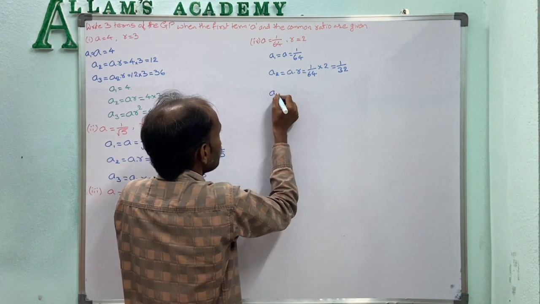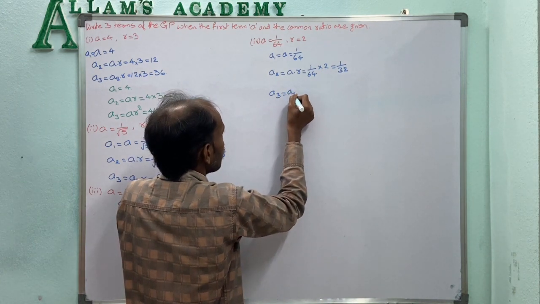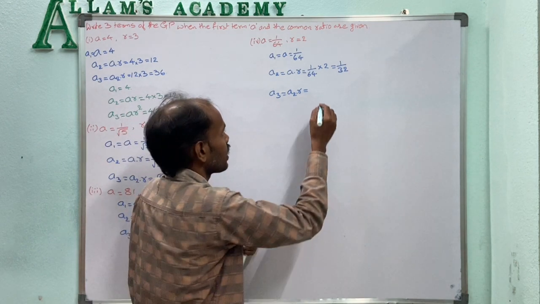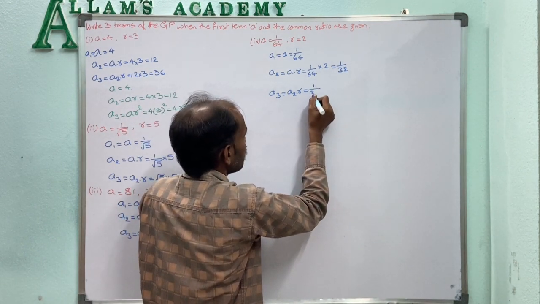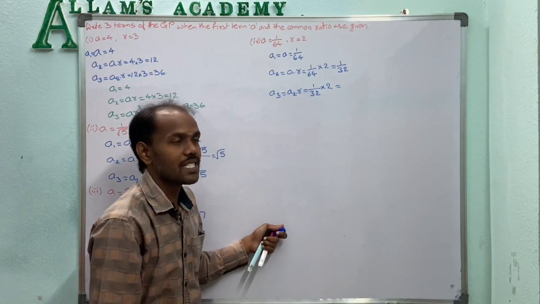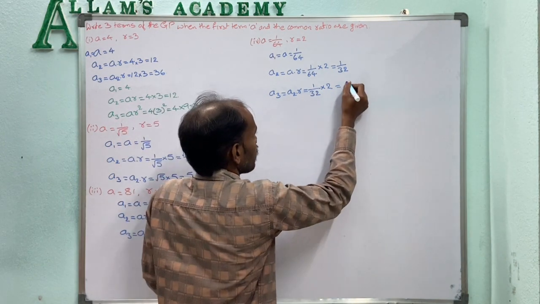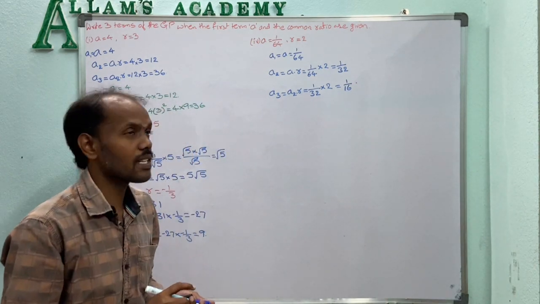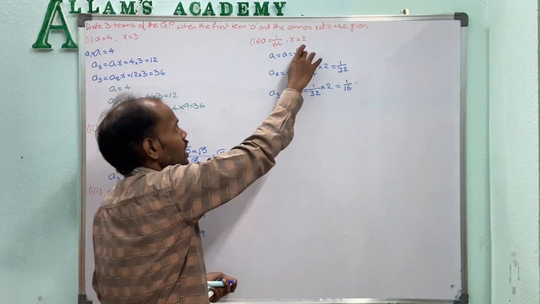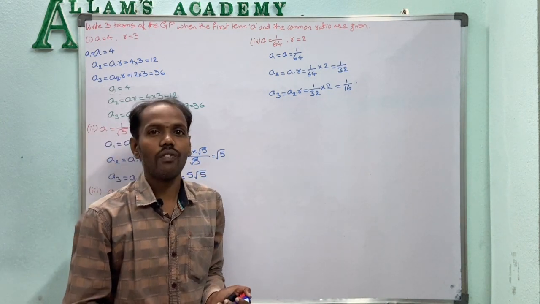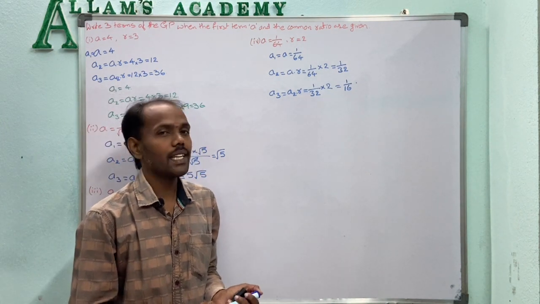Now the third term a3 is a2 into r. The second term is 1 by 32, so 1 by 32 into 2. So 2 ones are 2, 2 16s are 32. That means the third term of this geometric progression is 1 by 16. So the first three terms of this geometric progression are 1 by 64, 1 by 32 and 1 by 16.